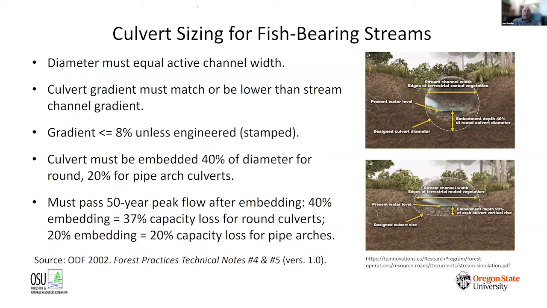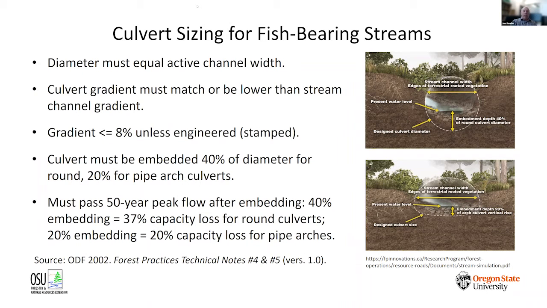And the other thing that still needs to be considered in all of this is even after that embedding process, the culvert still has to pass at least the 50-year flow. And so that means for a round culvert, you've lost about 30% of the capacity of it. So you've got to upsize for that. You lose less capacity in a pipe arch culvert, but it's still 20%. So because of that embedding, you're probably going to be going up another size in the culvert.